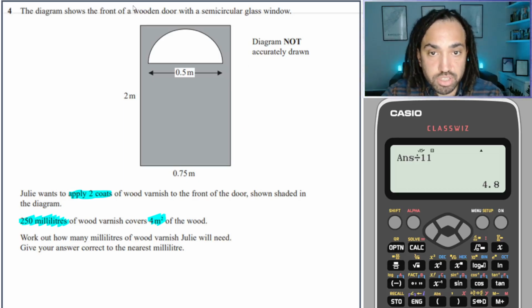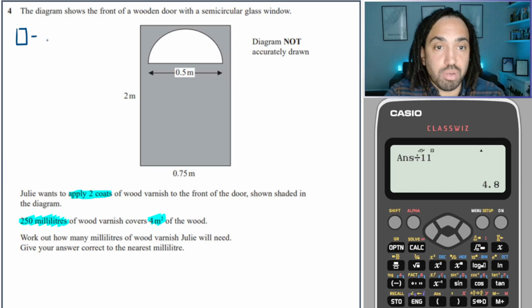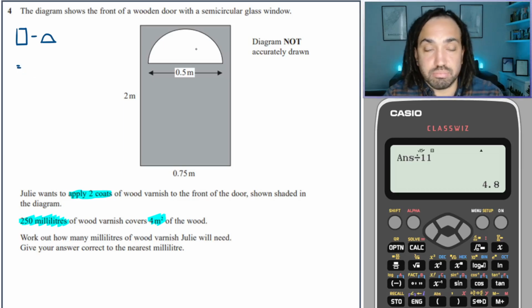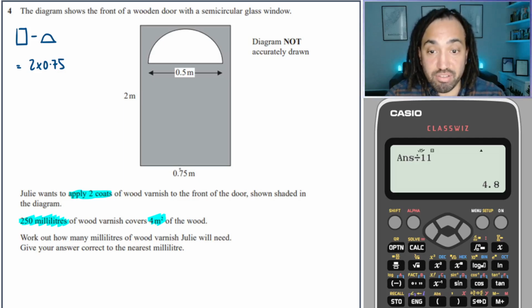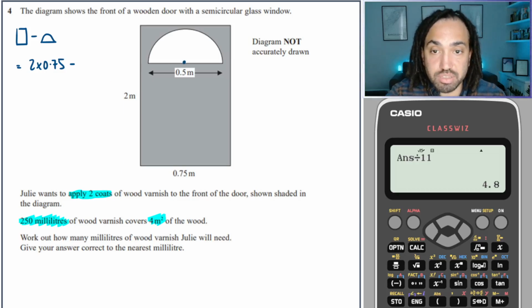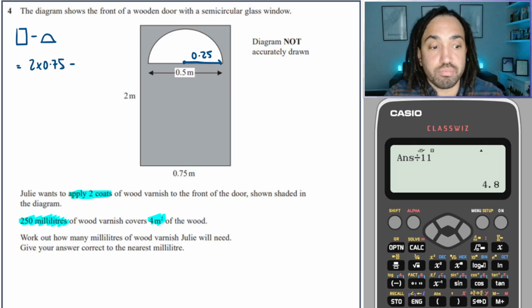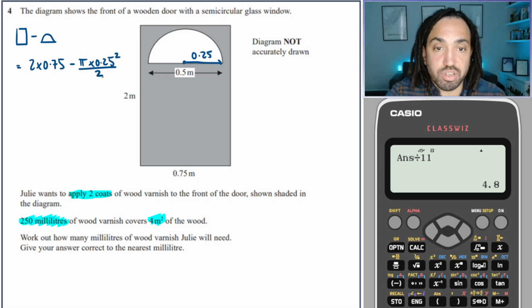Okay, so first off we need to find this shaded area, which is obviously the rectangle minus the semicircle, because we don't need to paint the window. That would be a bad idea. So 2 times 0.75 is the rectangle, and then the semicircle has a radius, which is important, of 0.25, half of the 0.5. So the area is pi times radius squared, and it's a semicircle, so we have to divide by 2.